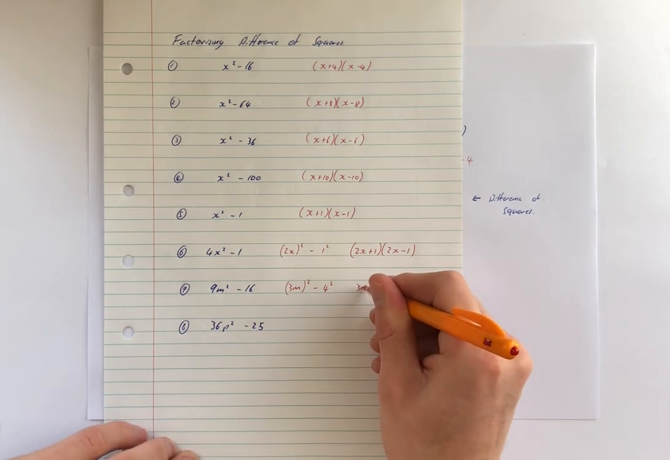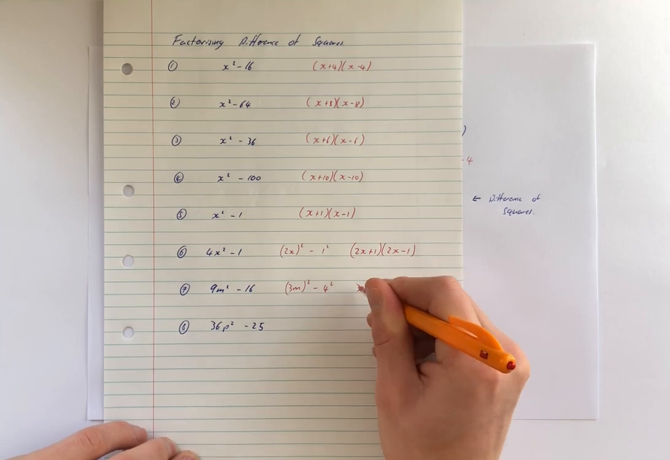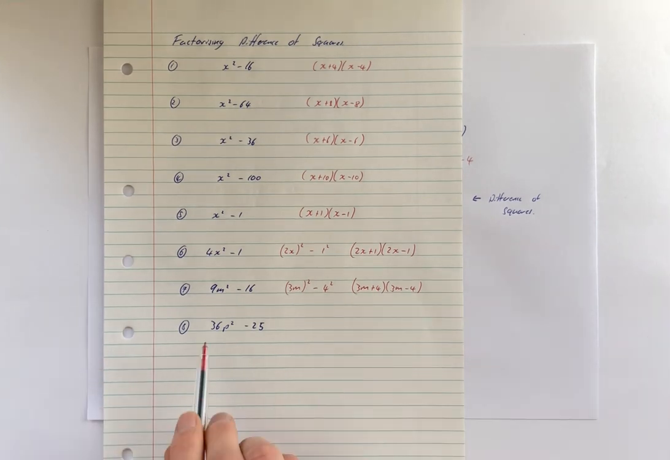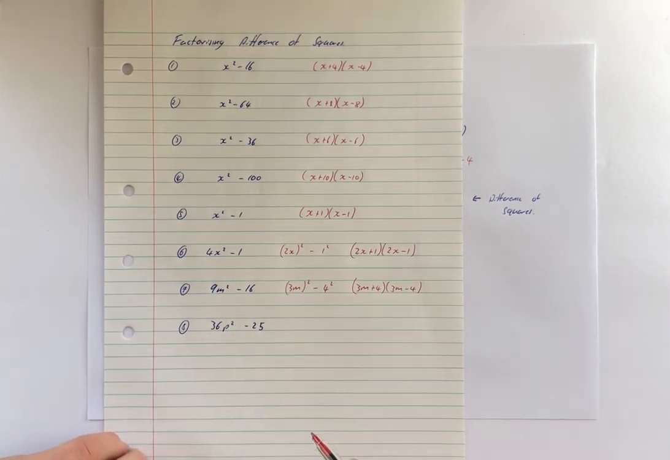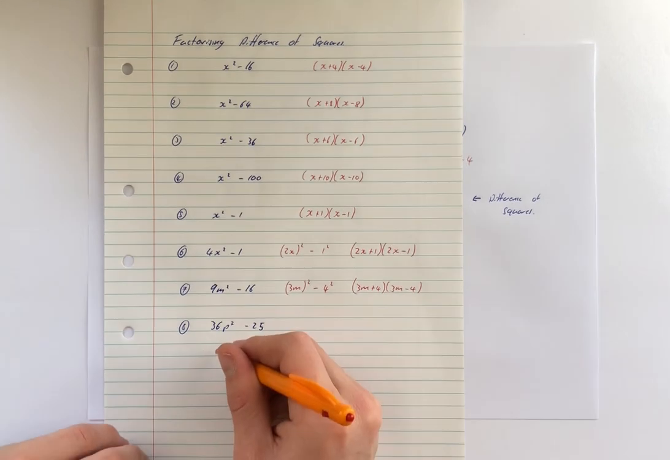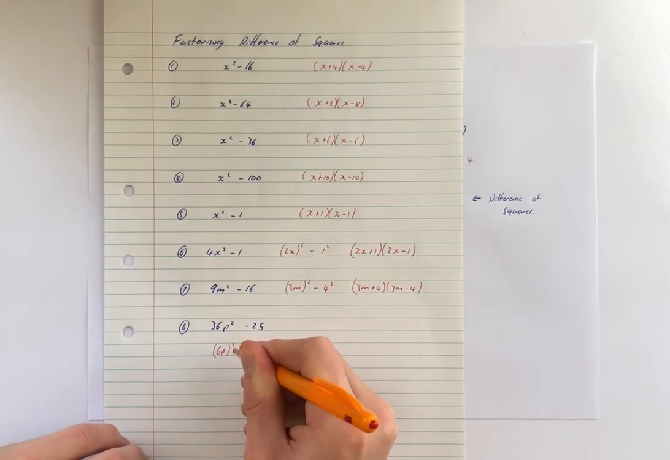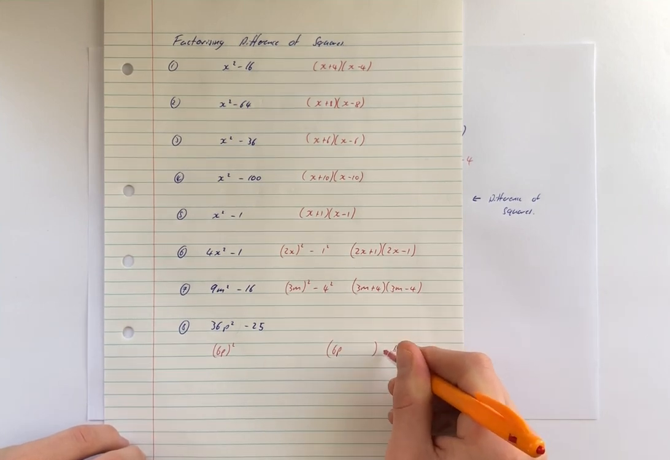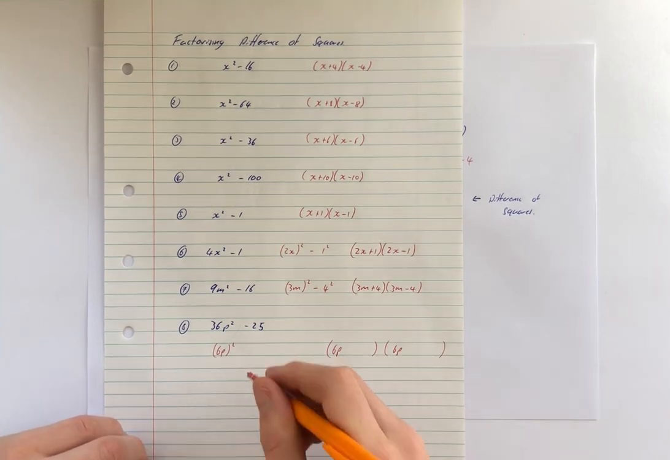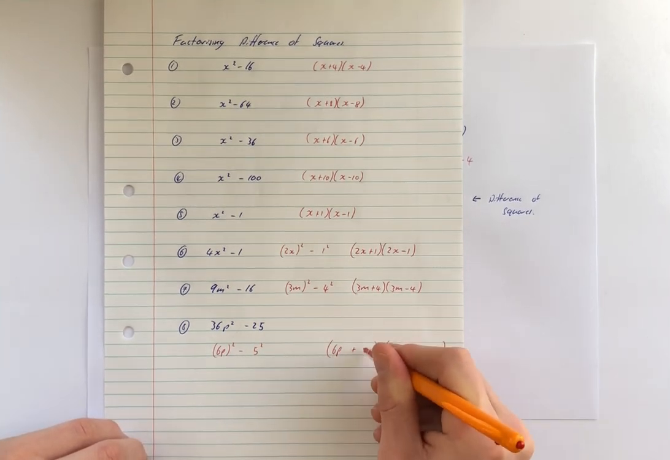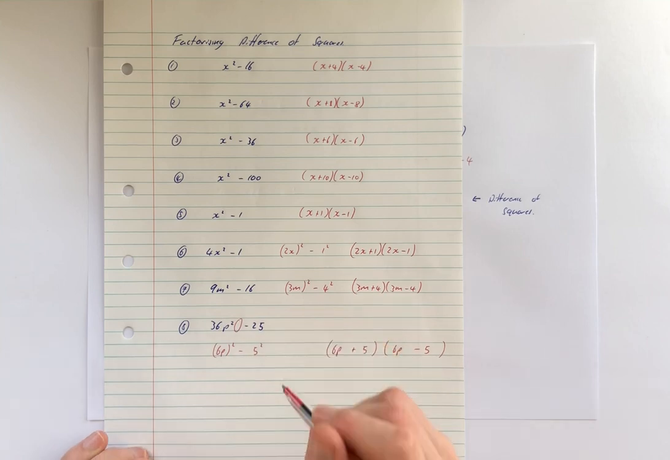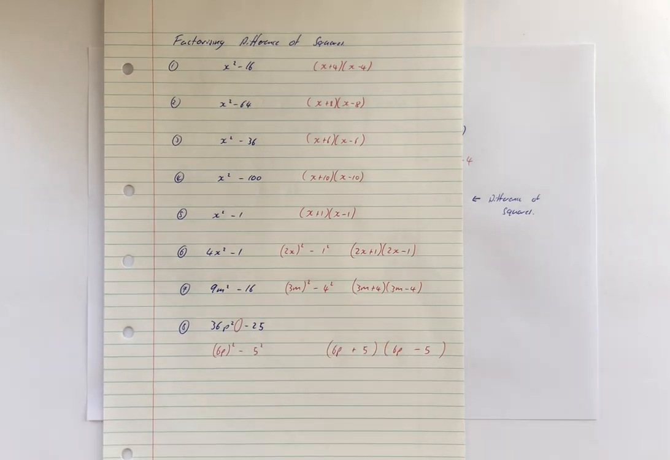Our brackets become 3m plus 4, 3m minus 4. Question 8. What's squaring to give 36p squared? Well, that's 6p all squared, so that's going to go in both our brackets. And what's squaring to give 25? That's 5 squared, so it's going in with opposite signs because they're obviously still cancelling each other out to give a void, I guess, in the middle of that quadratic.